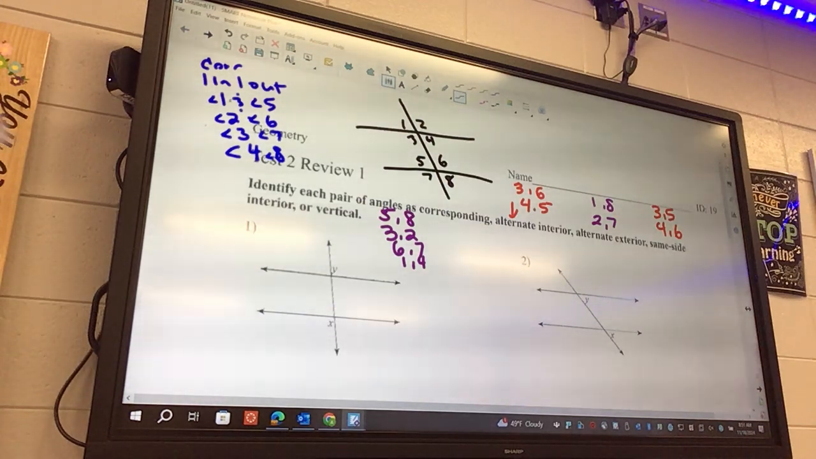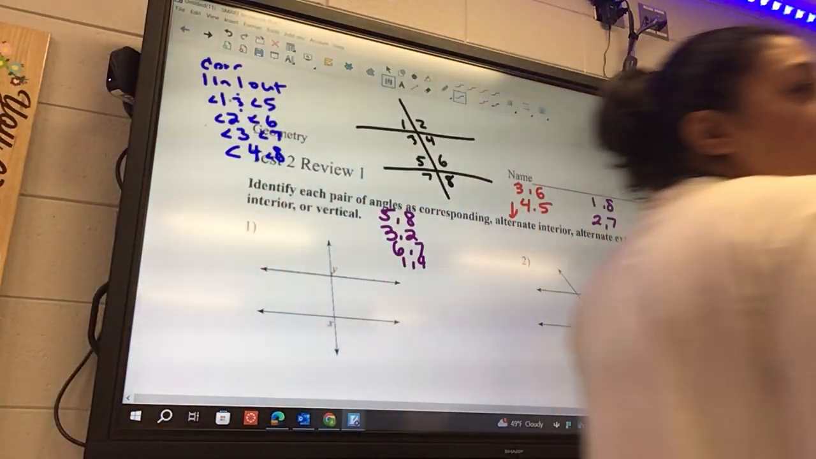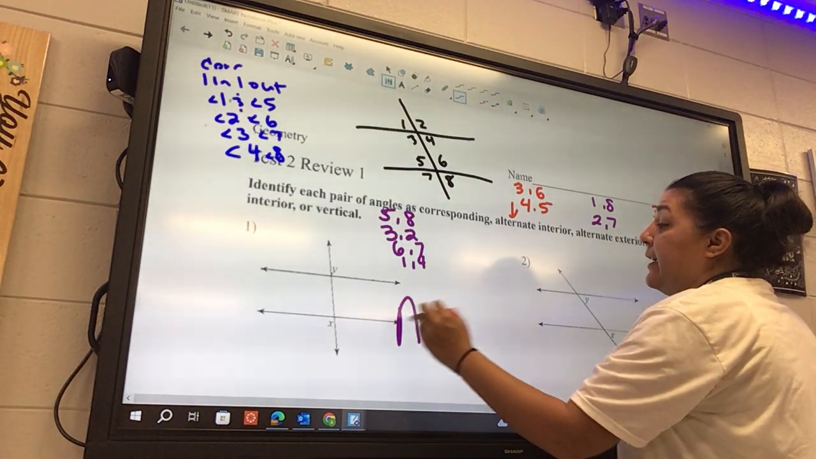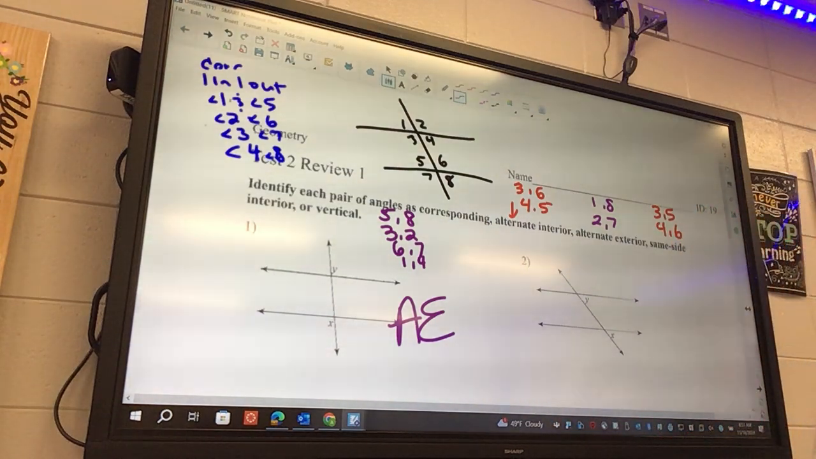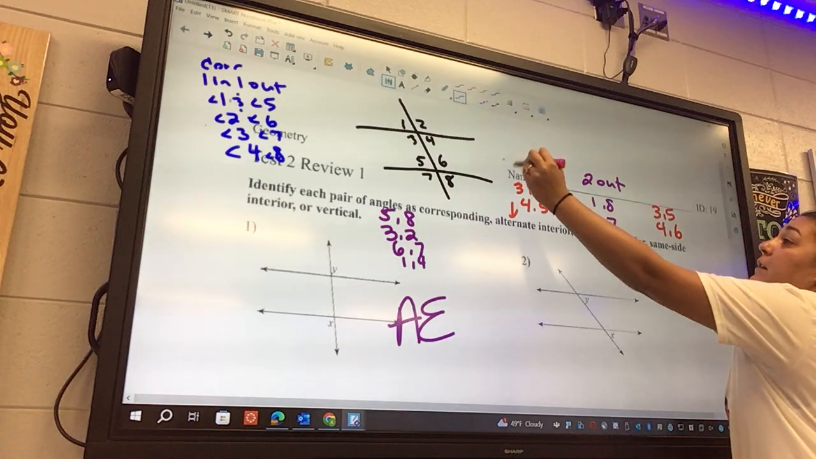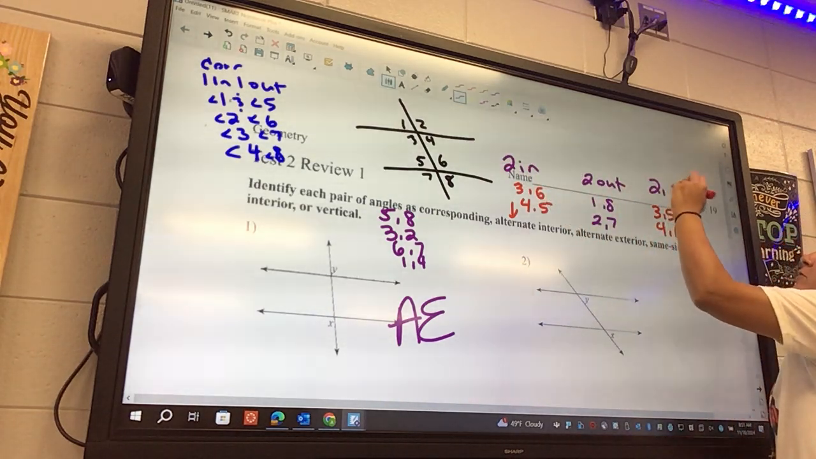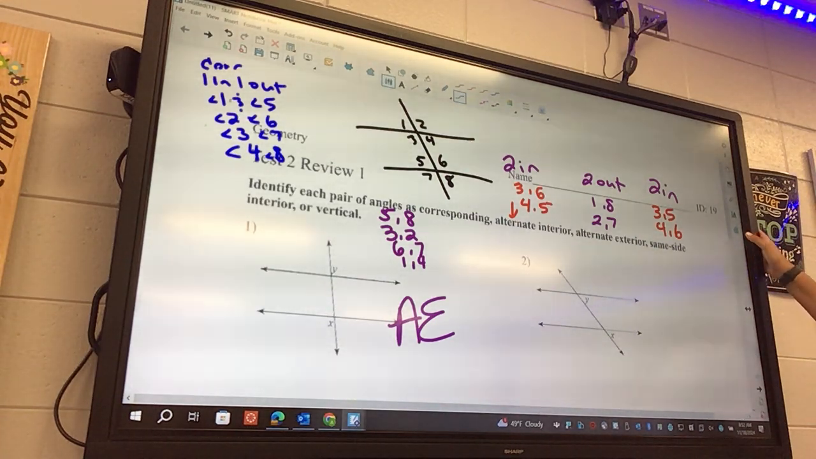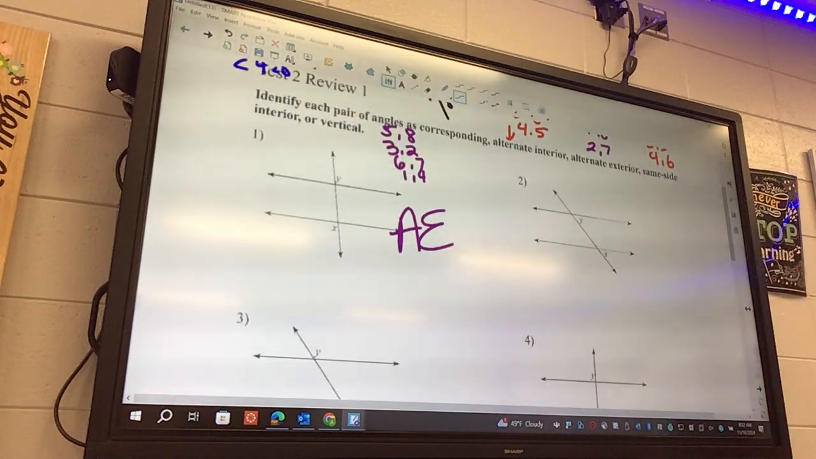Okay, so if we look at number 1, where is the X located? Outside. What about the Y? Outside. So they are both outside, so it has to be exterior. So it's going to be AE, alt exterior. This one has 2 out, this one is 2 in. The vertical is always going to have 1 in, 1 out.